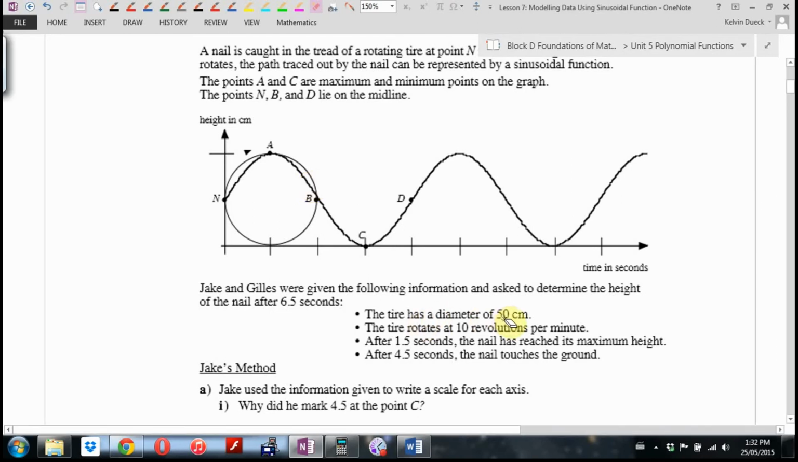It says the tire has a diameter of 50. So, if the tire has a diameter of 50, how far from here to here? 50. Let's put a little 50 right there. What would N be? How high? 25. So I can already tell you that this point here is something, comma, 50, and point B is something, comma, 25. Point C is something, comma, 0. Point D is something, comma, 25.